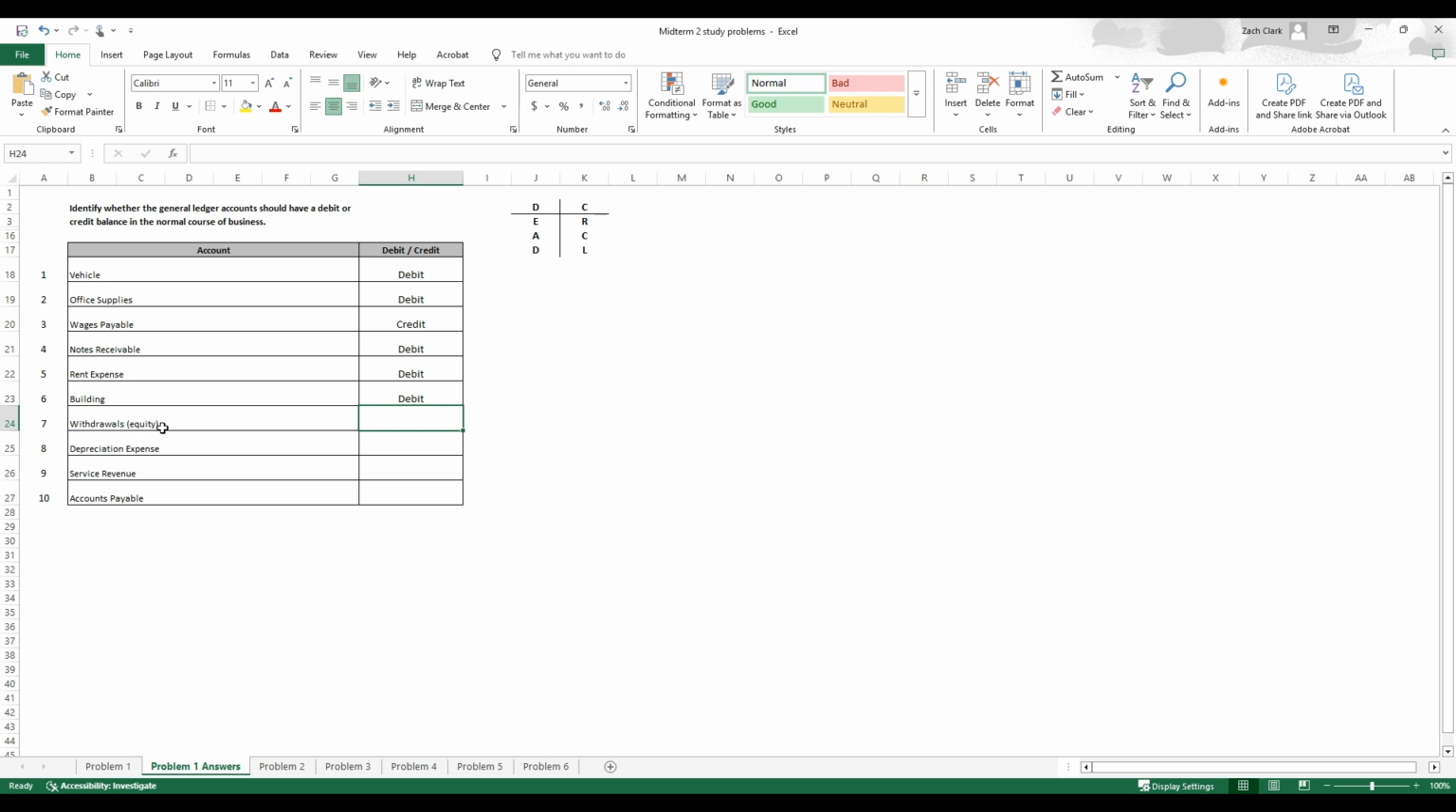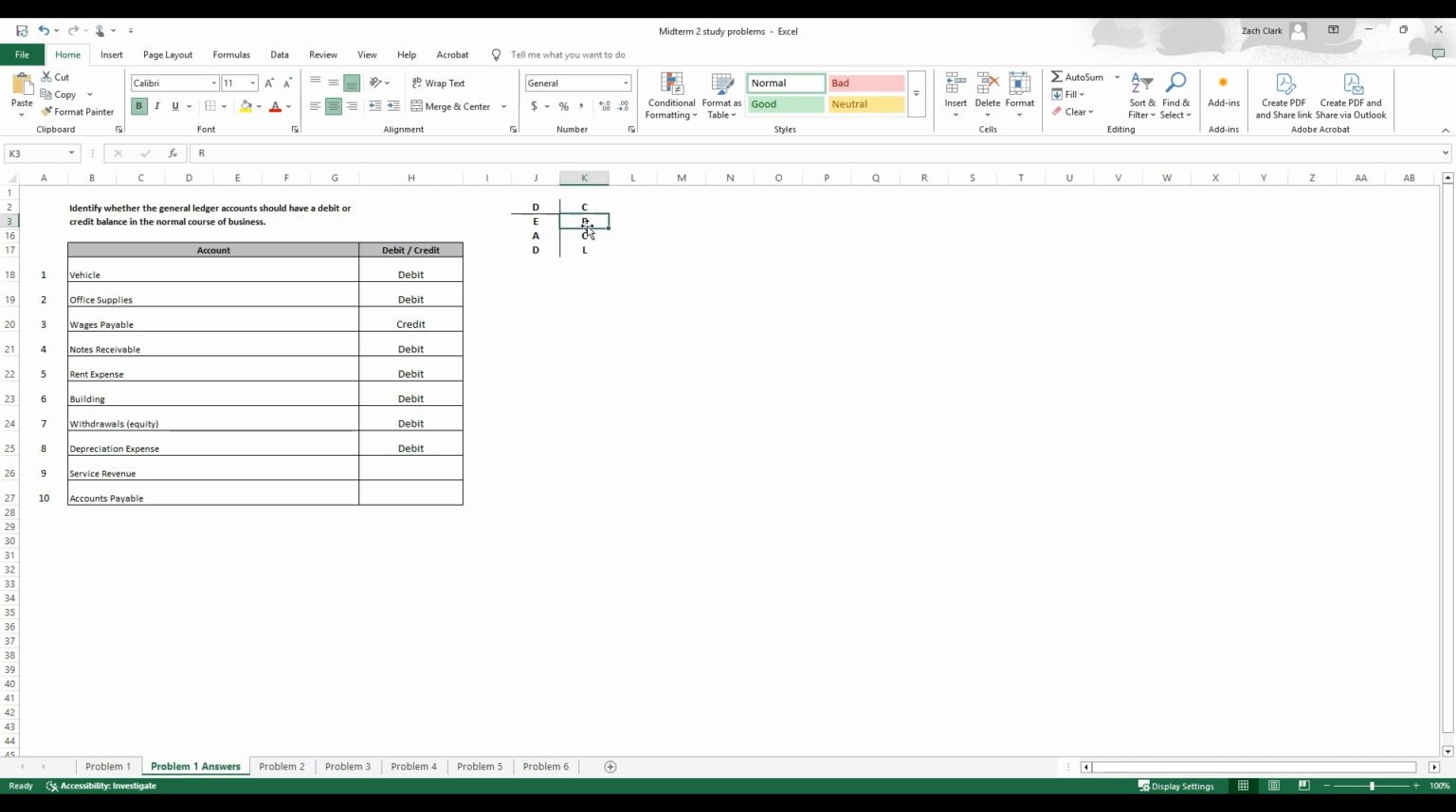We've got withdrawals. And I also noted equity here as an equity impact. And so withdrawals or draws, also the D here, hints to us that this is a debit normal balance. Depreciation expense, again, all expenses will be treated the same, just like all assets would be treated the same. So expenses have a debit increase.